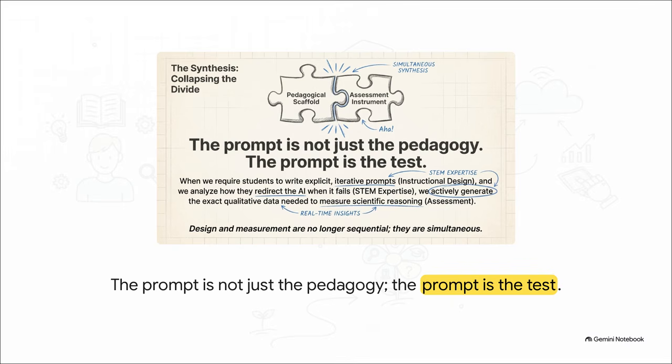And from an educator's perspective, this completely changes the game for assessment. When we ask students to write explicit, iterative prompts, we are essentially watching them design instructions. When we analyze how they redirect the AI when it inevitably gets confused, we are witnessing their STEM expertise happen in real time. So the prompt is no longer just the pedagogy. The prompt is the test. Design and measurement are happening simultaneously. You're getting this incredible real-time qualitative data on a student's scientific reasoning based solely on how they interact with their own knowledge hub.